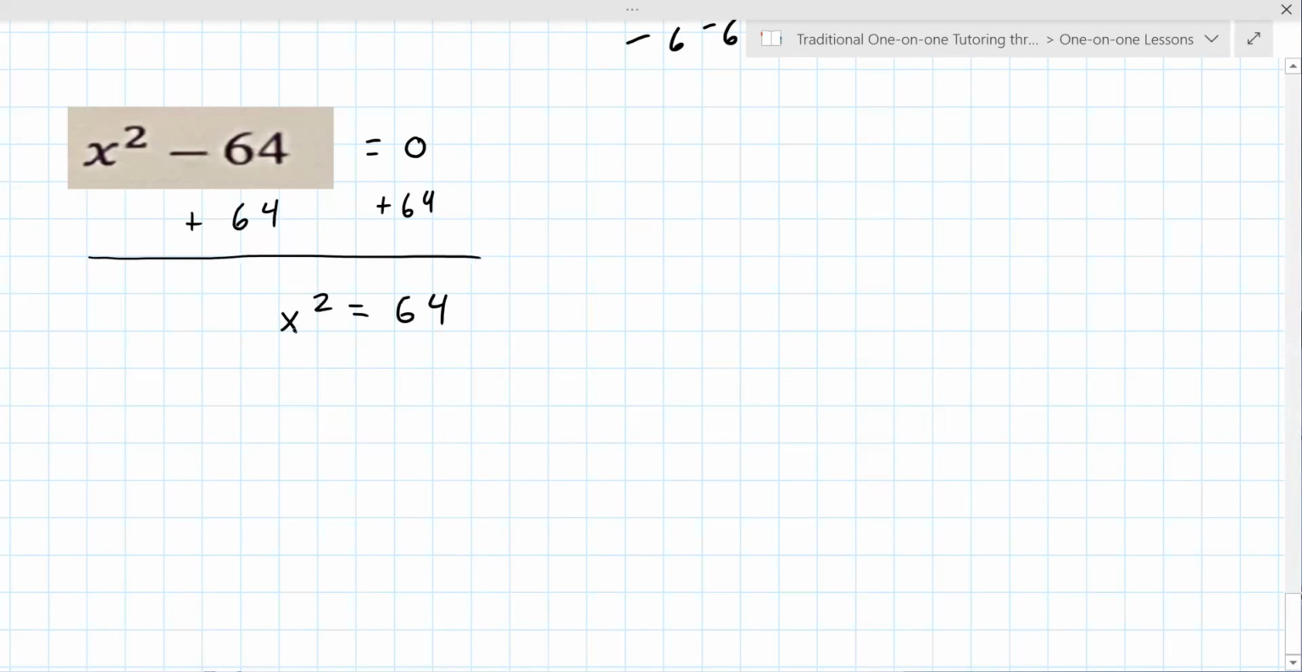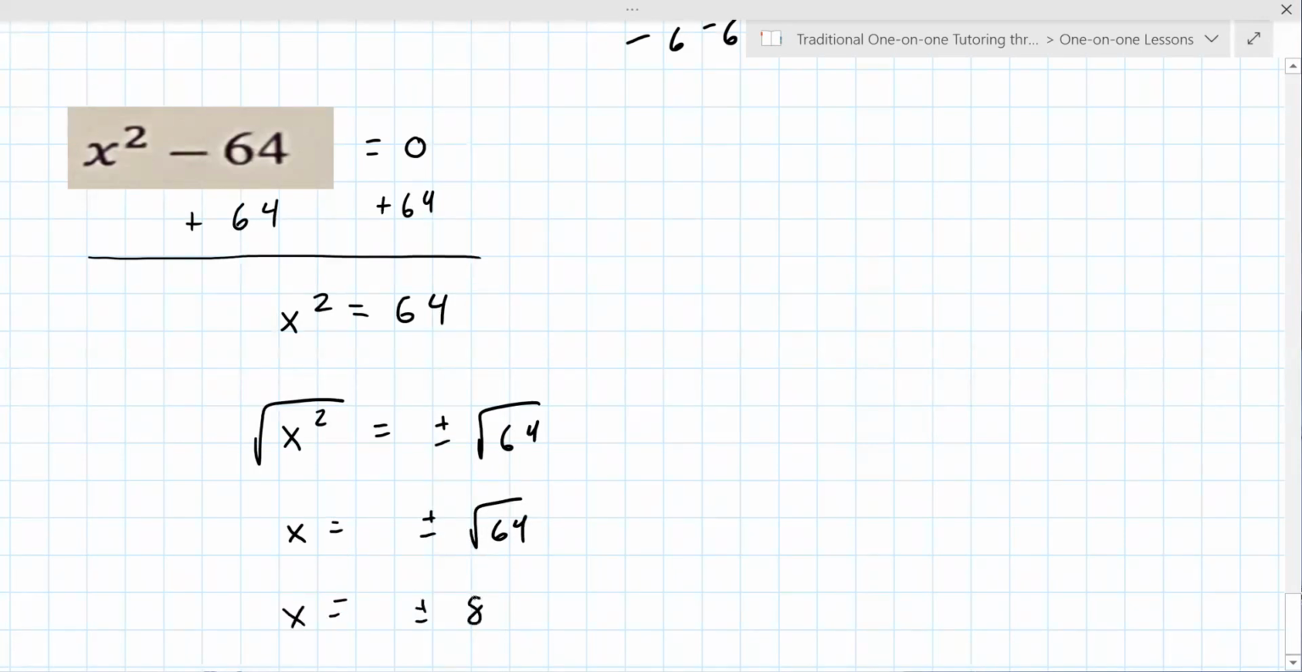And then to undo the square, you take the square root of both sides. So x is plus or minus the square root of 64. What is the square root of 64? 8. Plus or minus 8, actually. When you take a square root, there's always a plus or minus.